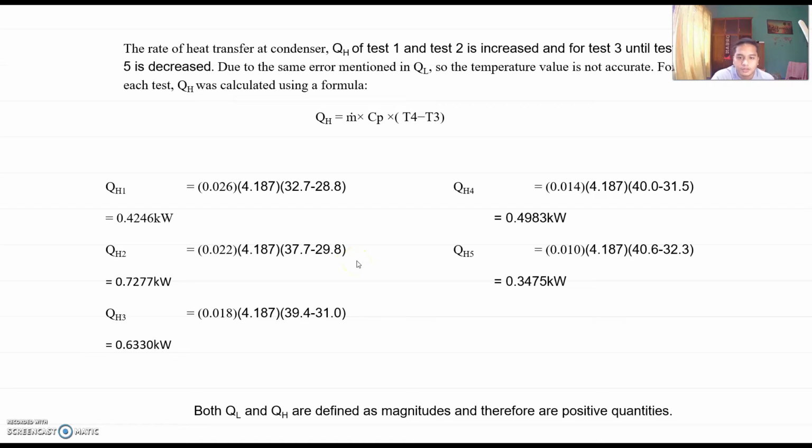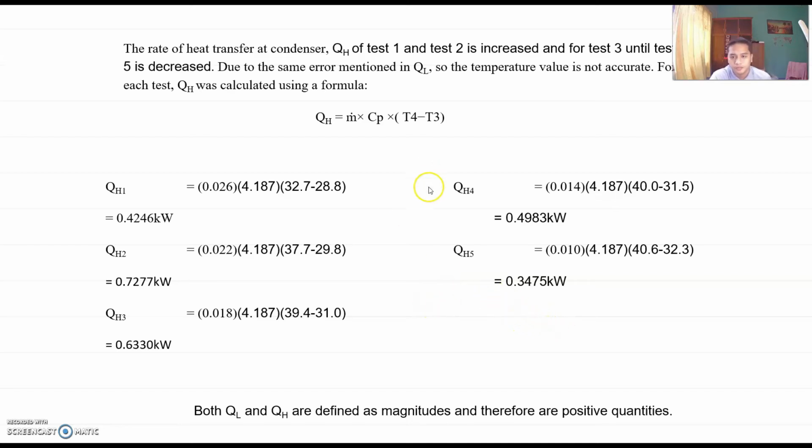Next, for the rate of heat transfer at condenser, we use the same formula, but the temperature change we take from T4 minus T3. Okay, for the value of rate of heat transfer at condenser, test 1 is 0.4246 kilowatt, and test 2 0.277 kilowatt, and test 3 0.6330 kilowatt, and test 4 0.4683 kilowatt, and test 5 0.347 kilowatt. For these values, we also define them as magnitude, so they are positive quantities.